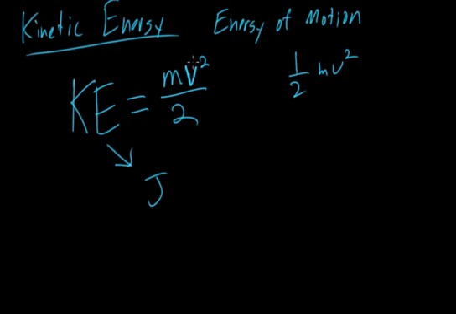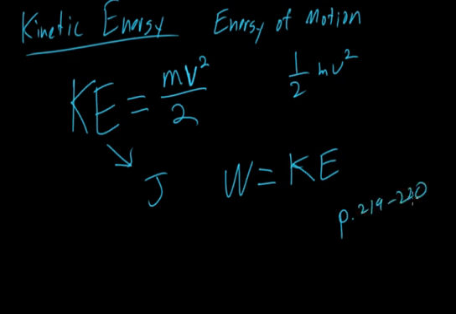So finding kinetic energy is easy if you know the mass and velocity of something. We can actually prove that work is the same as kinetic energy. I'm not going to go through that process right now, but if you're interested, it's on page 219 through 220 of the textbook if you want to take a look at it. But let's just say that we need to know that work and kinetic energy are essentially equivalent.